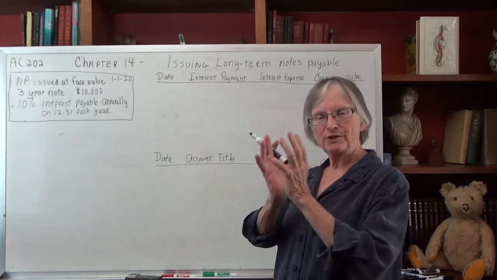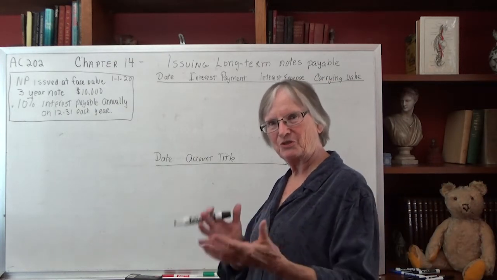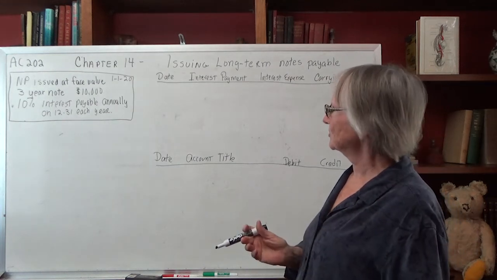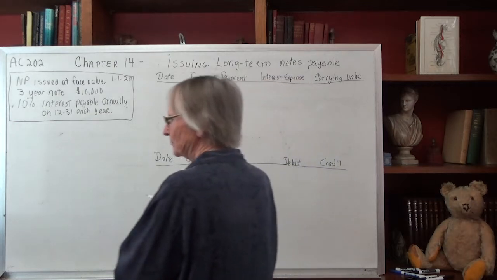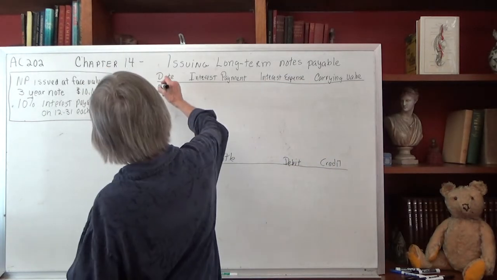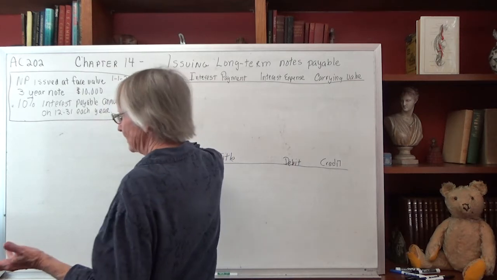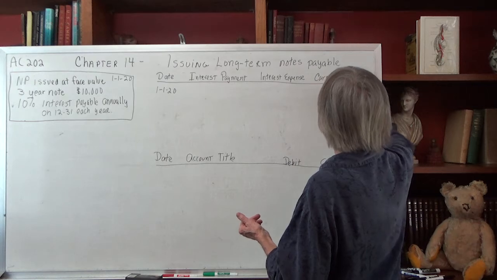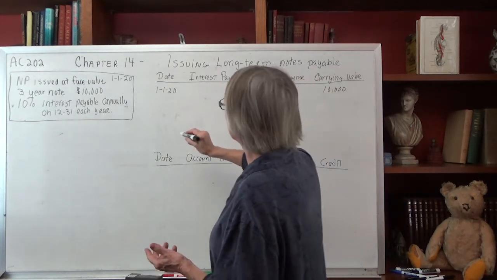Okay, so there's no payment that's going to be part principal and part interest like we did in the last one. This is going to be set up a little bit differently, and this is where you have to sort of think through each problem. So if we start with the little chart, 1/1/20, what happens here? Well, we've got a note with a carrying value of $10,000.